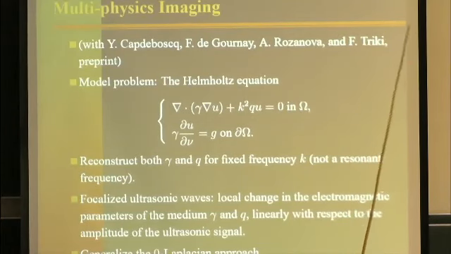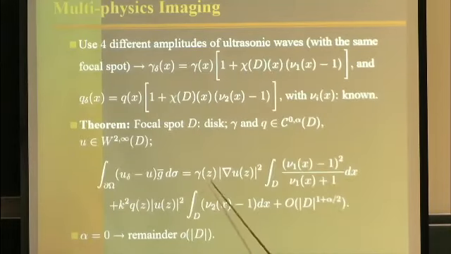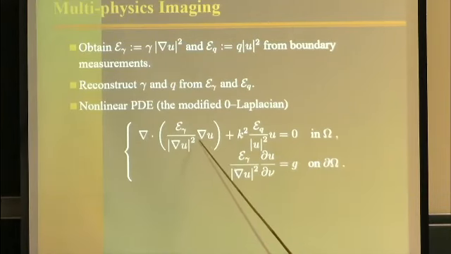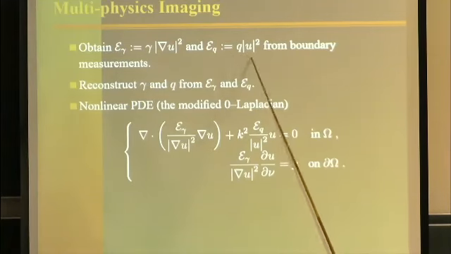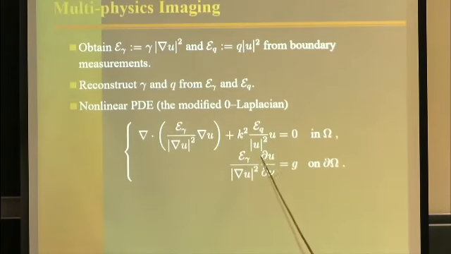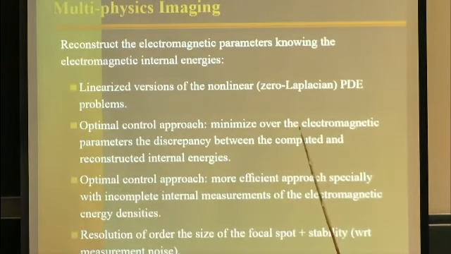the zero Laplacian. You can do it for the Helmholtz equation, and you work a little bit more, and you get both. You get the electric energy associated to the conductivity, but here you have a kind of Q times u squared. And then the same, either you substitute and you get a nonlinear PDE, a modified zero Laplacian, or you make optimal control. And again, optimal control is better, because it's a more efficient approach with incomplete internal data. If you have to solve the zero Laplacian, you have to get the data everywhere.